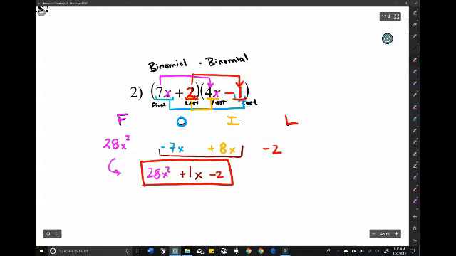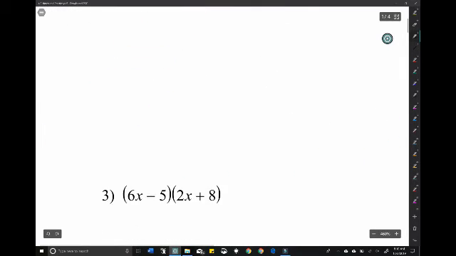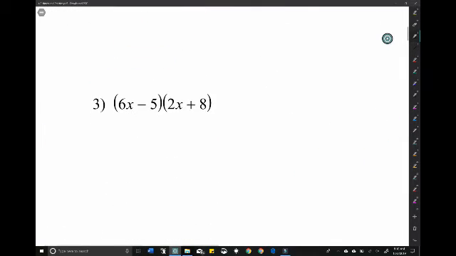That's really it. So FOIL: first, outers, insides, lasts. First, outer, inside, last. FOIL. Let's look at another FOIL example, okay?